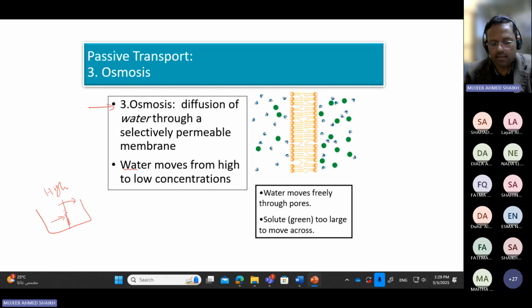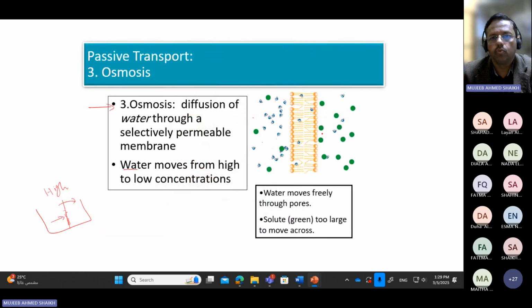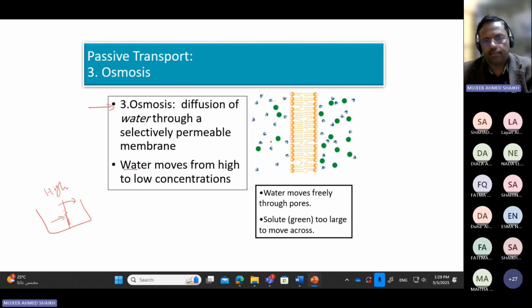So it is the same thing as diffusion, but here it is the water molecule. If you see, these are the water molecules. They are lower on this side, higher on this side. I will just go back and come again. So they are moving in the direction from higher to lower side.